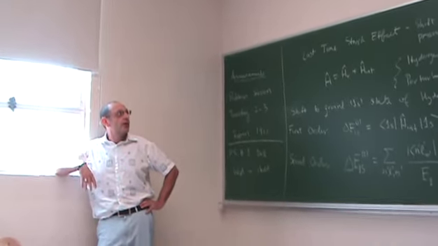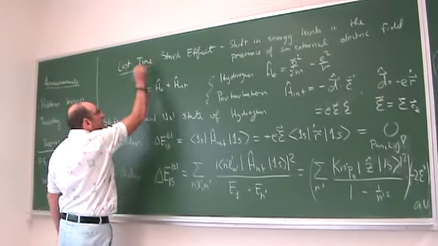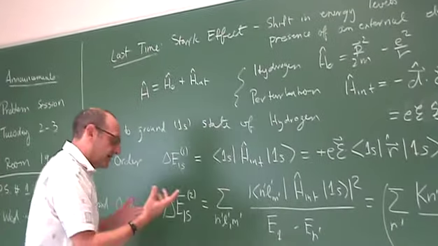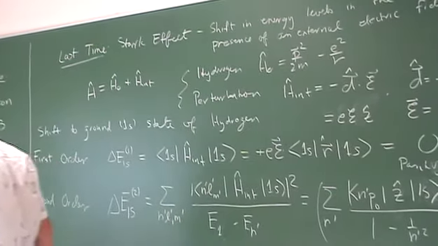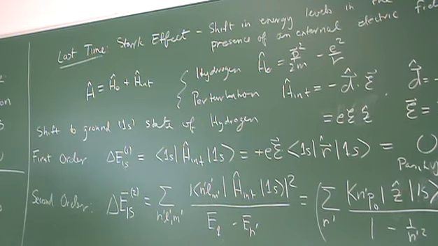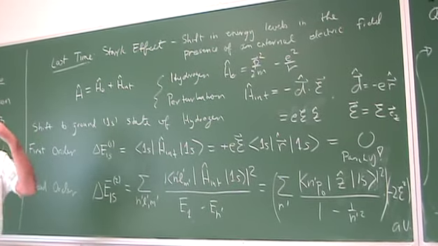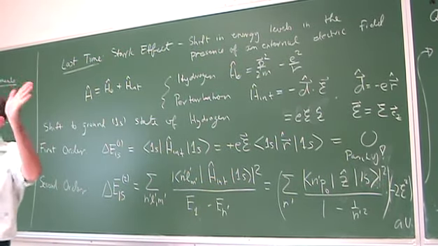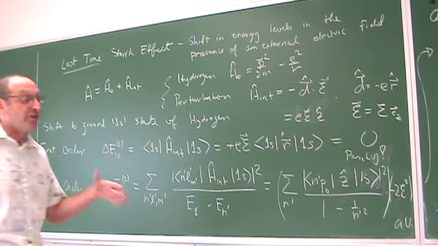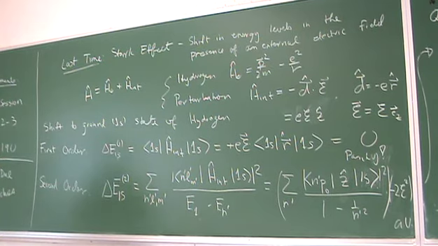So last time we were talking about the so-called Stark effect. The Stark effect is the shift and perturbation of the energy levels in the presence of an externally applied electric field. And for the moment, we're talking about the so-called DC Stark effect, meaning static electric field. At some point, we'll talk about the AC Stark effect when you have an oscillating electric field.